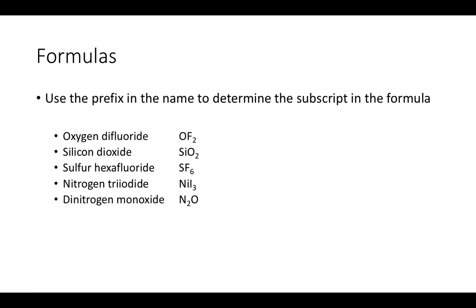Okay, if you paused and you've restarted, here are the formulas that I got. Oxygen difluoride, OF2. Again, I didn't say monooxygen difluoride. SiO2 for silicon dioxide, SF6 for sulfur hexafluoride, NI3 for nitrogen triiodide. I think you need both of those I's. And then N2O for dinitrogen monoxide. And again, is dinitrogen oxide good enough? Talk to your teacher. Okay, so really these are not very difficult, and I think you'll be okay.